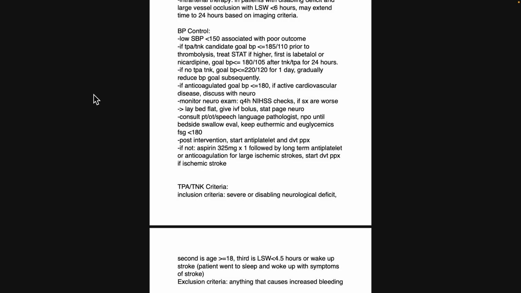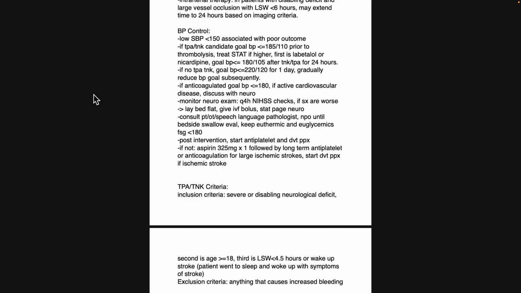Next thing is you monitor the neuro exam after the stroke. You want to do Q4 NIHSS checks, especially if the symptoms are worse. If the patient's getting worse, first thing you can do is lay the bed flat, give an IV fluid bolus, and stat page neuro. You want to consult PT/OT, speech language pathologist, and keep NPO until bedside swallow eval is clear. Keep euthermic and euglycemic, fasting sugar less than 180.